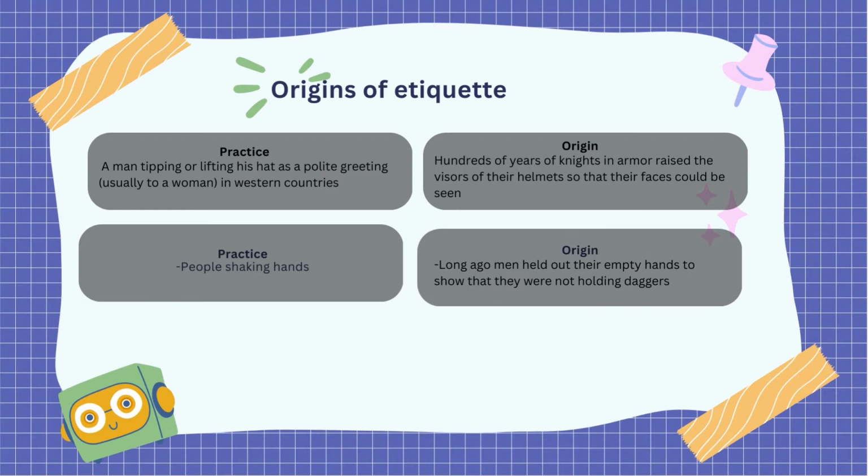Long ago, men held out their empty hands to show that they were not holding daggers. Okay. So this is during wartime, when people used to show their hands to tell the people in front of them that we don't have daggers in our hands. And let's look at the practice for that.